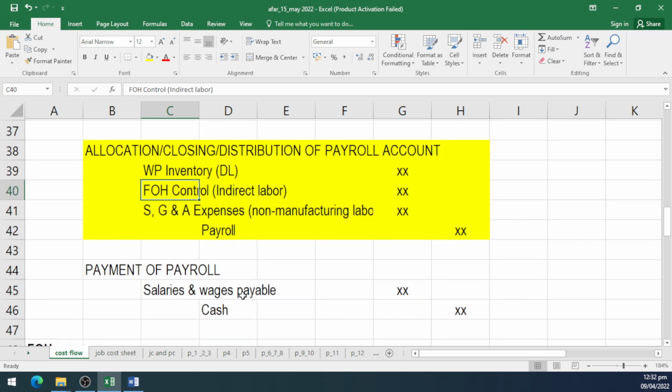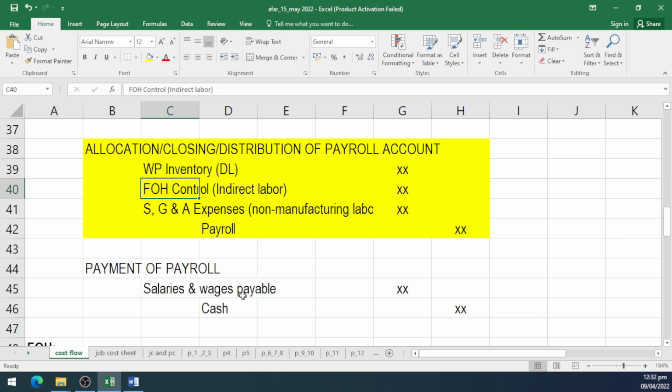The next transaction na mangyayari dyan, of course, payment ng payroll. It could happen few days after the cut-off or sometimes earlier. But of course, yung entry ang ating concern dyan, kundi kung kailan. At alam nyo dapat kung kailan yan i-record, kung nabayaran na. So, debit to salaries and wages payable and credit to cash.